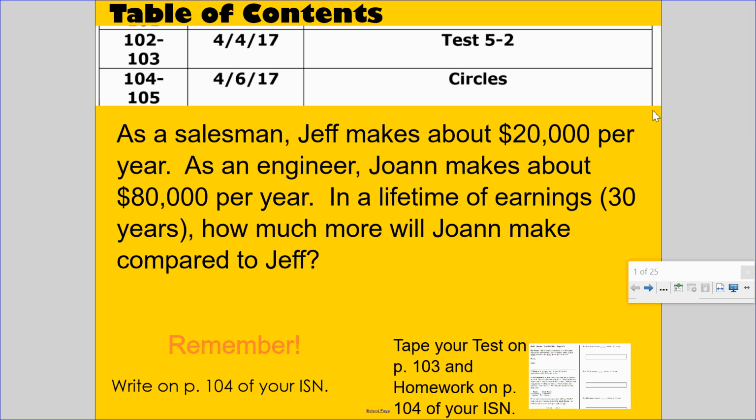As a salesman, Jeff makes about $20,000 per year. However, as an engineer, Joanne makes about $80,000 per year. In a lifetime of earnings, which is about 30 years, some people work up to 40 years, 50 years. How much more will Joanne make compared to Jeff?